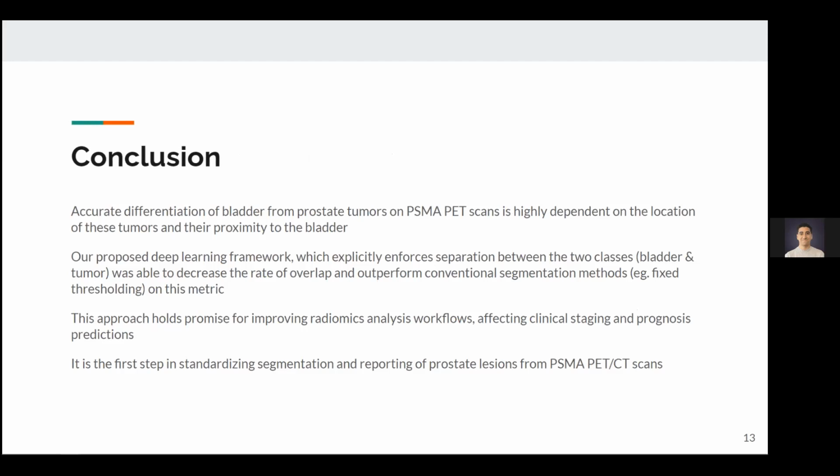In conclusion, accurate differentiation of bladder from prostate tumors on PSMA PET scans is highly dependent on the location of these tumors and their proximity to the bladder. The framework we proposed here, which explicitly enforces separation between the two classes, was able to decrease the rate of overlap and outperform conventional segmentation methods. This approach holds promise for improving radiomics analysis workflows, affecting clinical staging and prognosis predictions. We believe that this is the first step in standardizing segmentation and reporting of prostate lesions from PSMA PET CT scans.